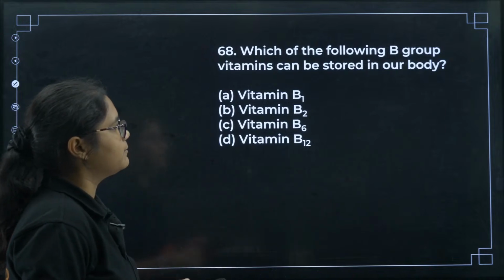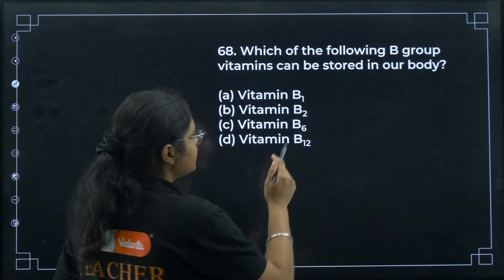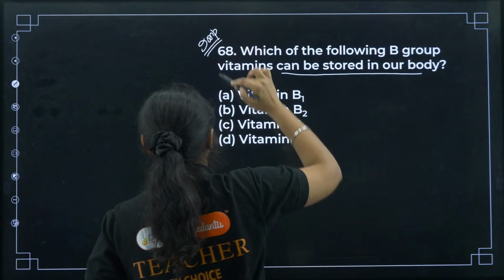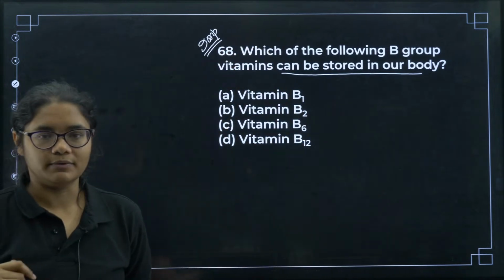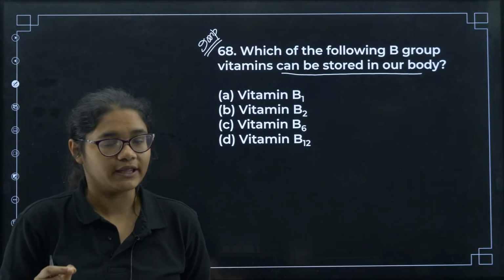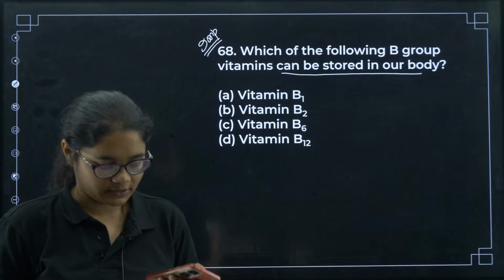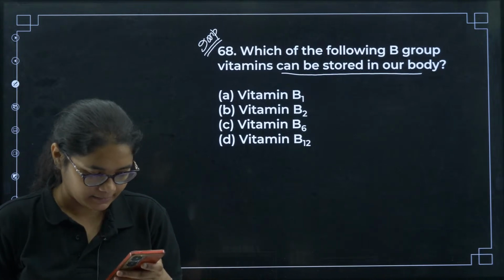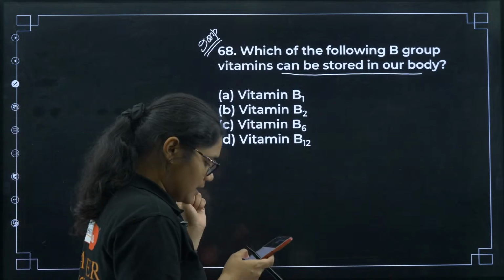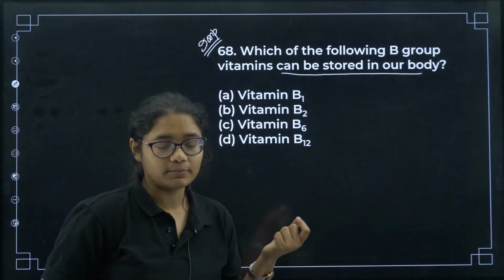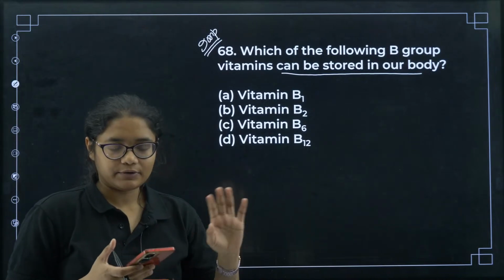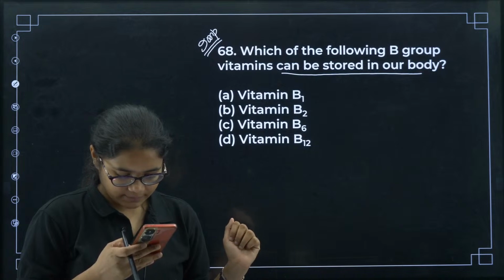Question 68. Which of the following B group vitamins can be stored in our body? This is also an important question. Vitamin B is generally water soluble, but there is one vitamin B which can be stored in the human body. It is not water soluble. Can you guess which one it is? Whether it is B1, B2, B6 or B12. You can take a random guess also here.